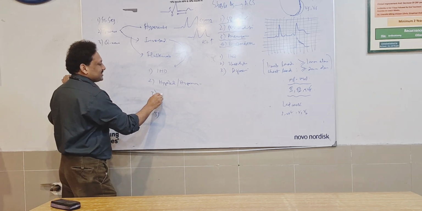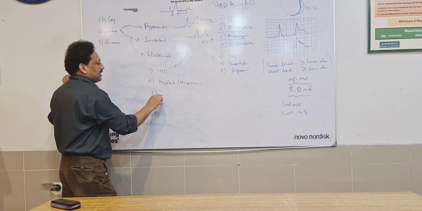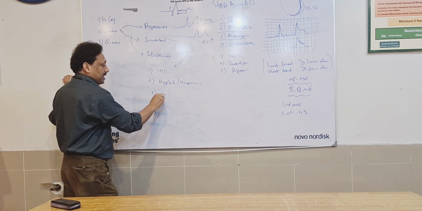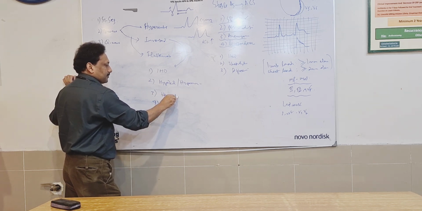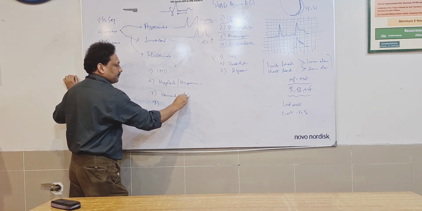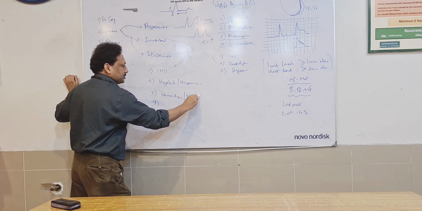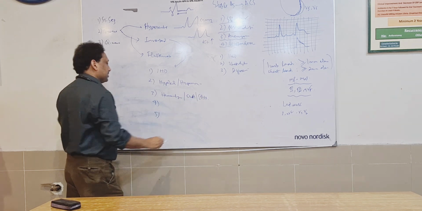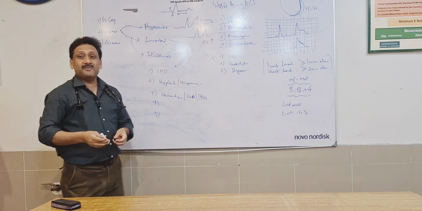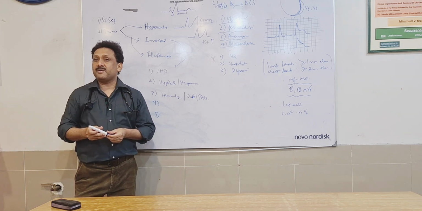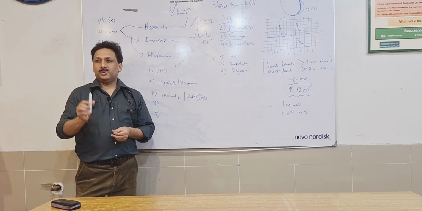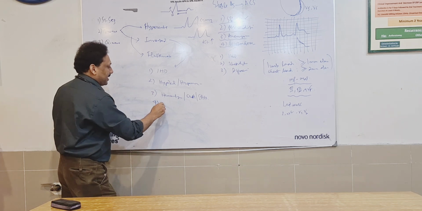Then you may see that inverted T wave in the setting of hemorrhages, hemorrhagic CVA, subarachnoid hemorrhage, SAH, you can see in these situations. Then you can see the inverted T wave as strain pattern.